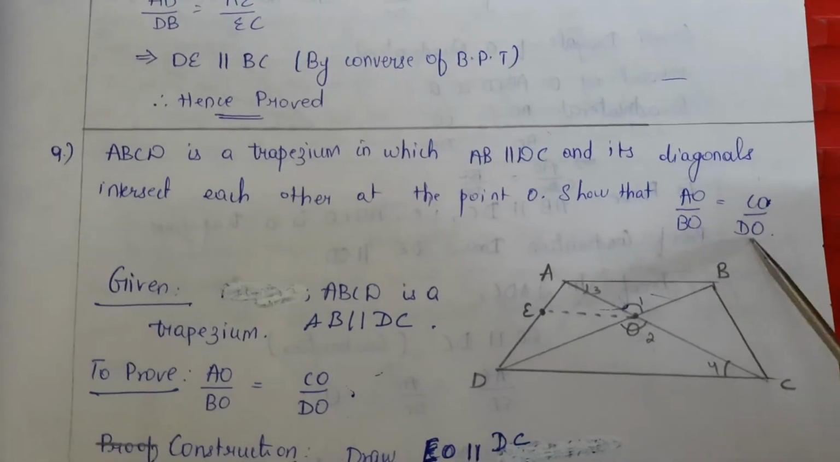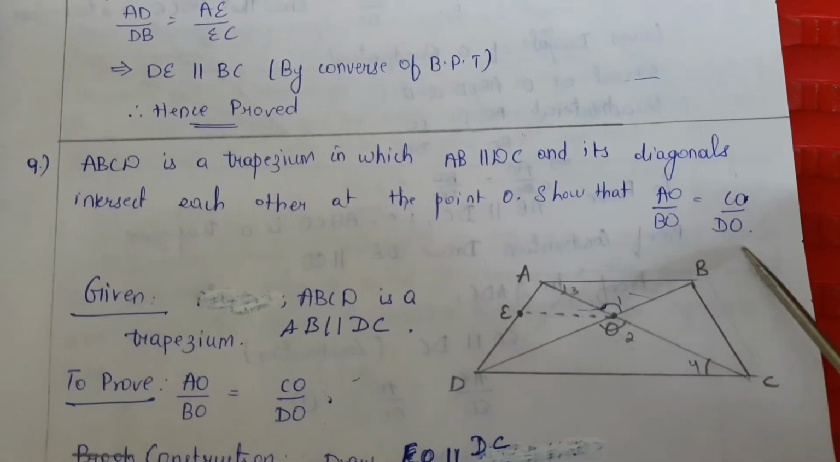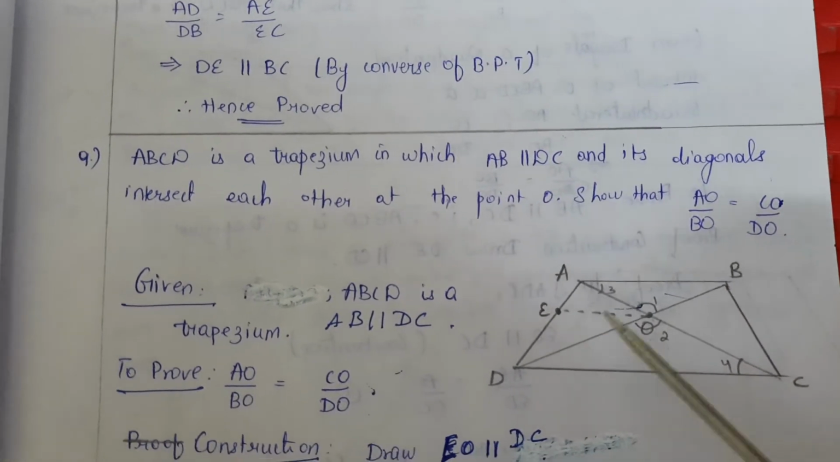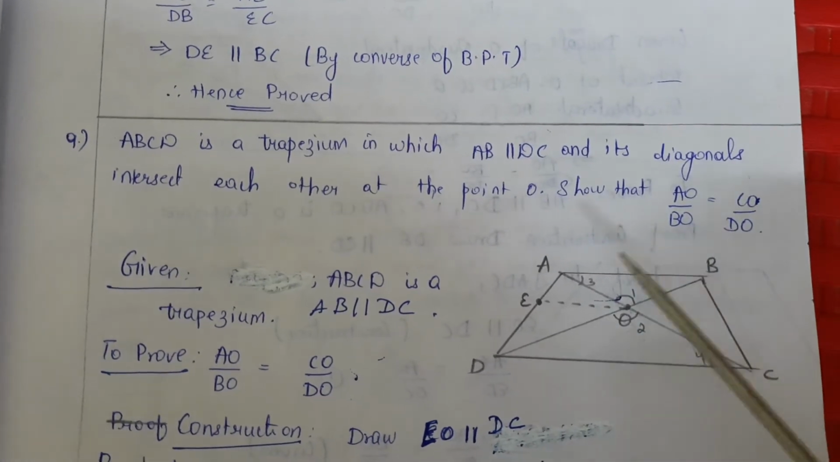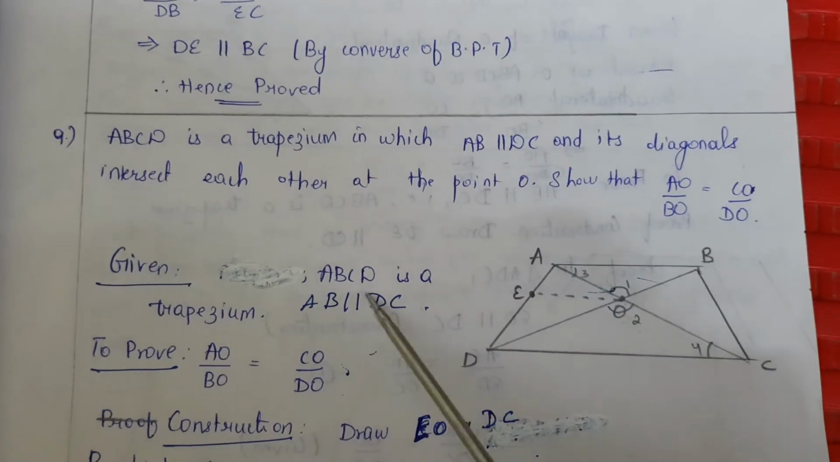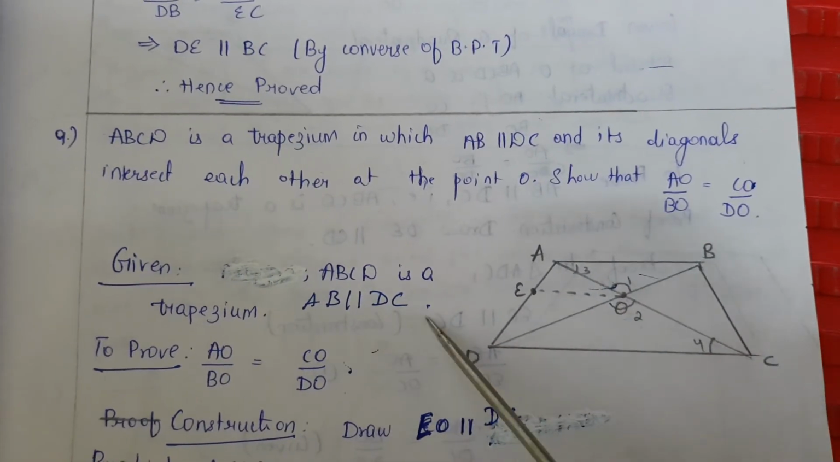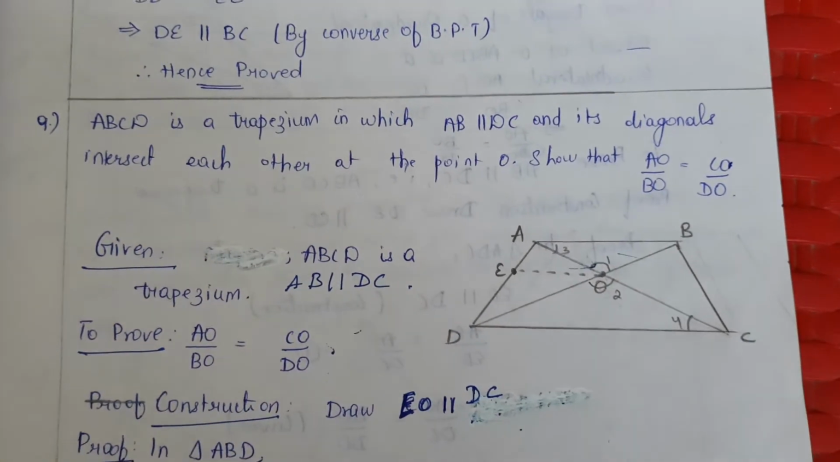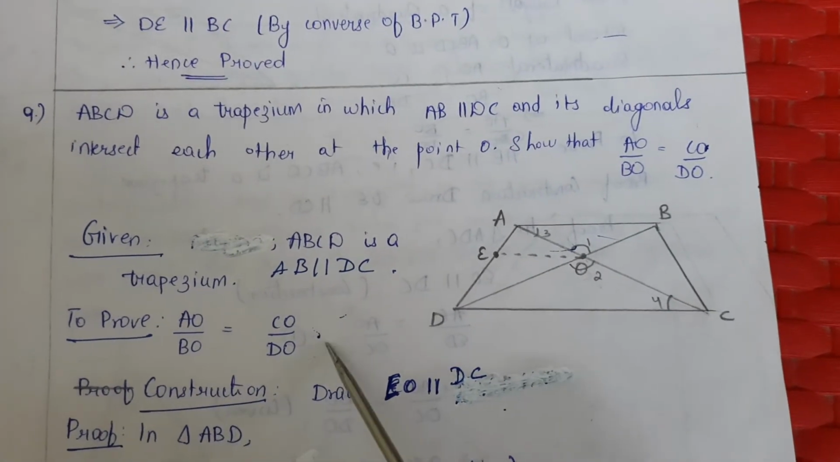O. Show that AO by BO is equal to CO by DO. You know very well, in a trapezium, one pair of parallel sides is there. So AB is parallel to DC. Let us write what is given. ABCD is a trapezium. AB is parallel to DC. Now, to prove AO by BO is equal to CO by DO.